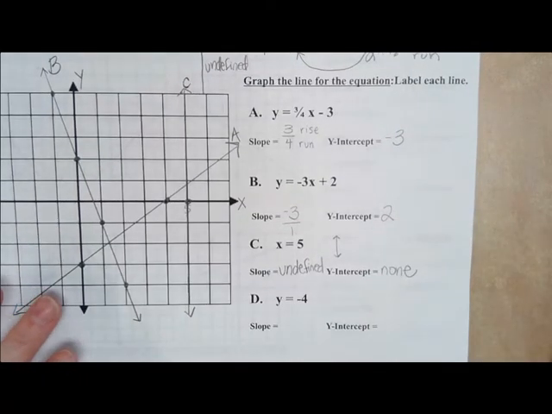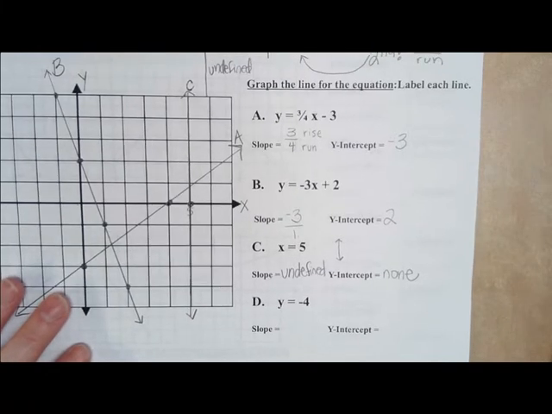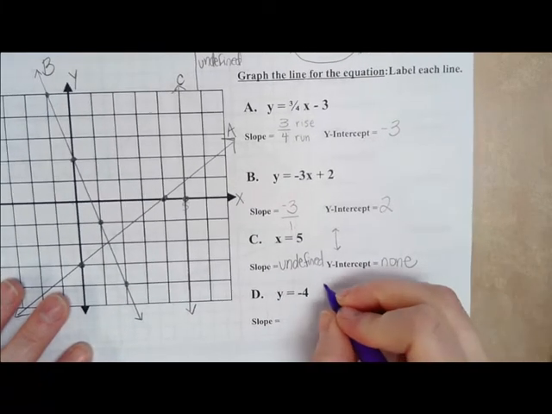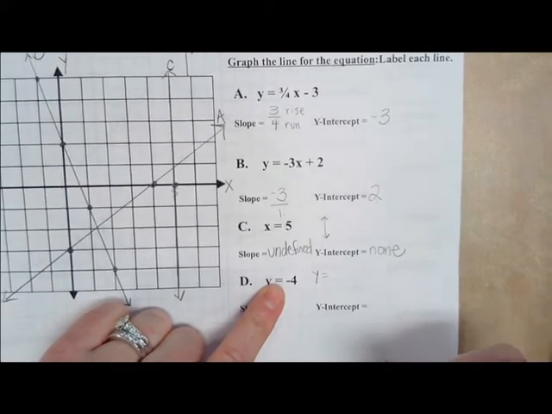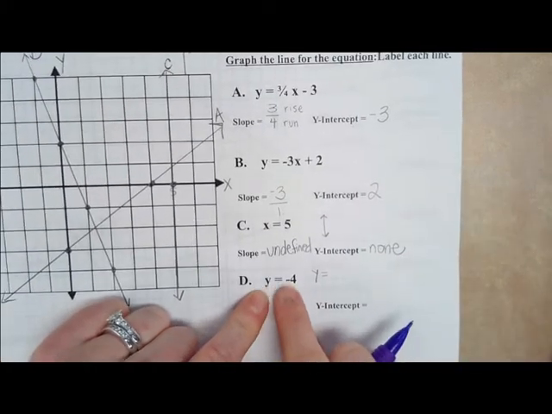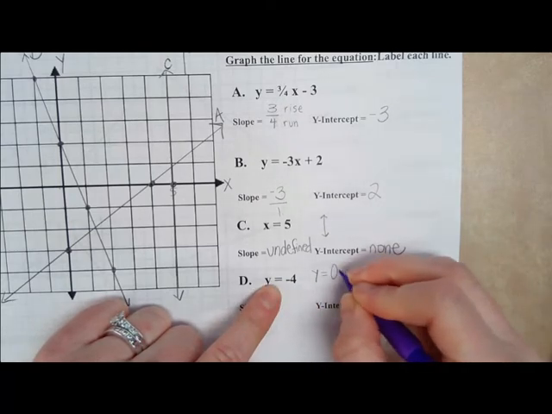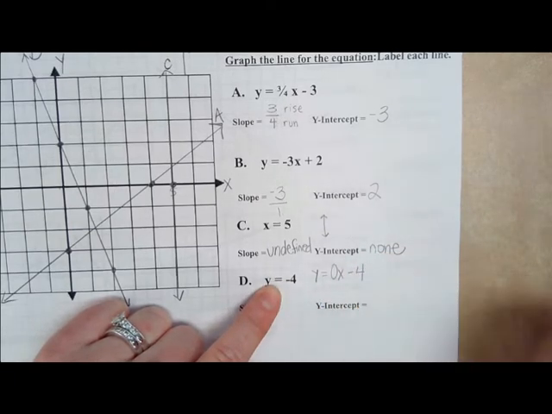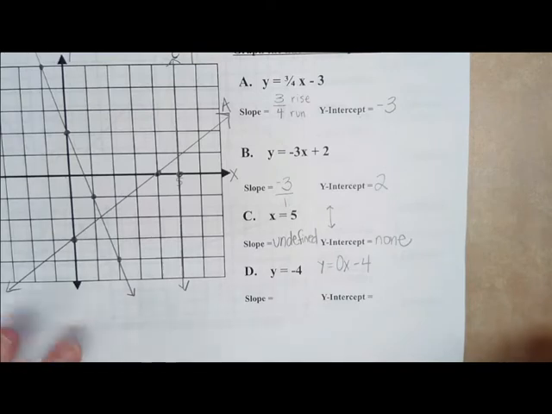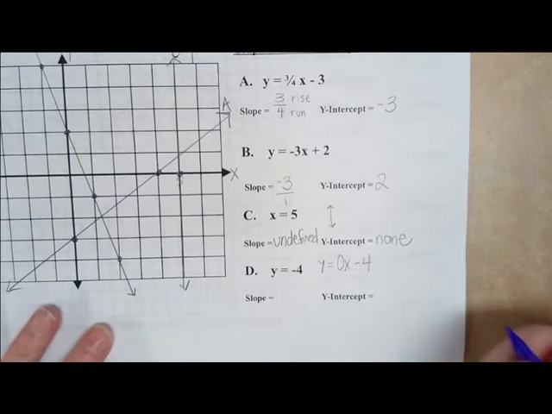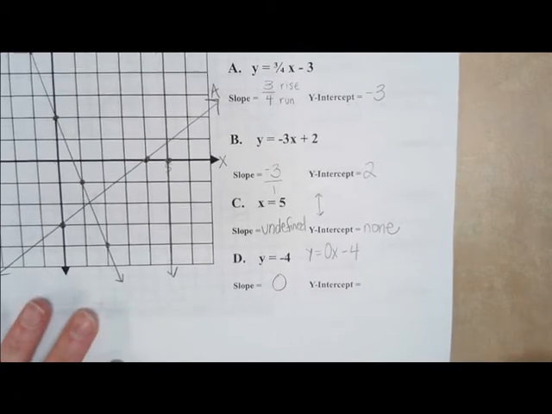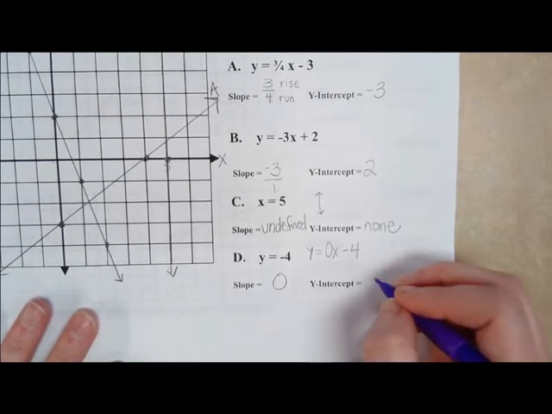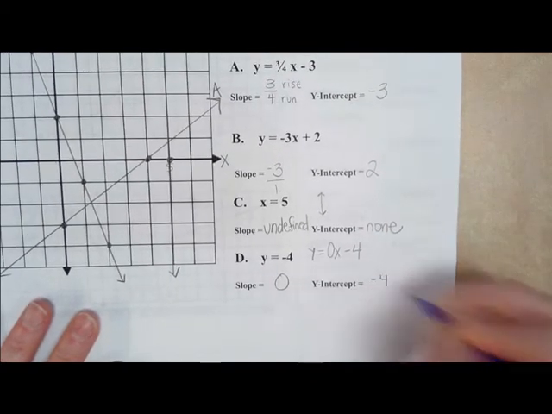Okay, so then the next one, y equals -4. What's our slope on that one? It's 0, yeah, because if I were to write y equals mx plus b, there is no mx, so it's actually 0x minus 4. So our slope is 0, and our y-intercept is -4.